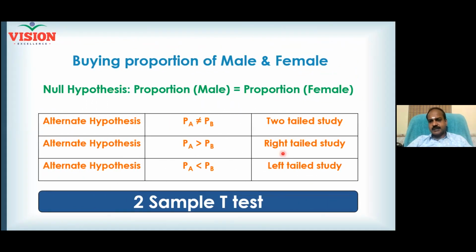Male and female, in a supermarket or a shopping mall. So many male people are going, so many female are going. Who is actually making more purchase? The company wants to know. This is a study. You can do a study and pass on the valid information to the company.